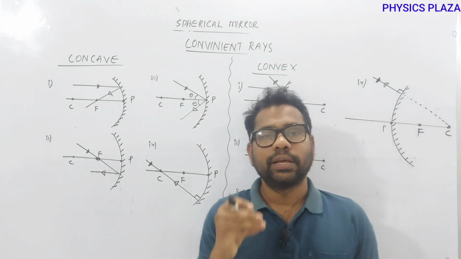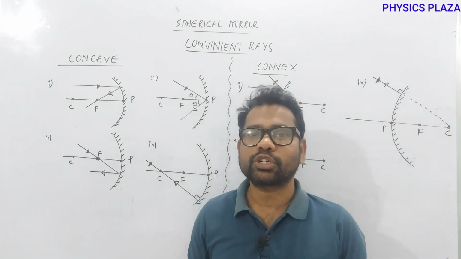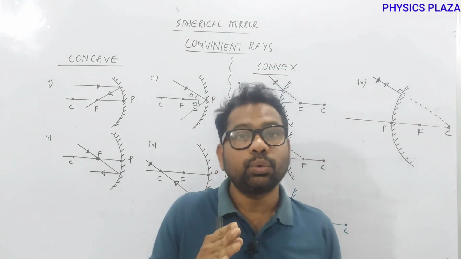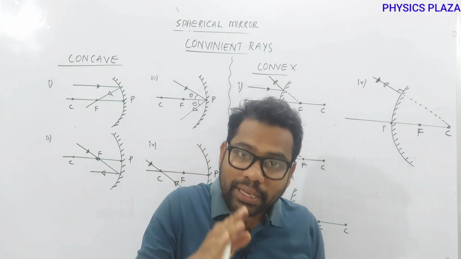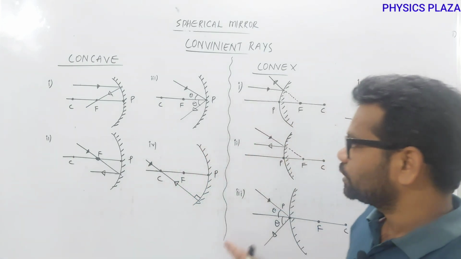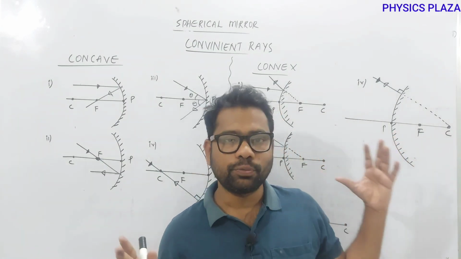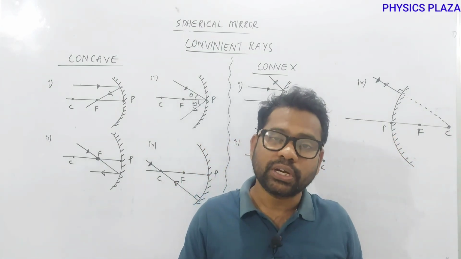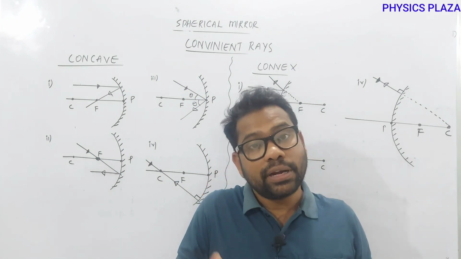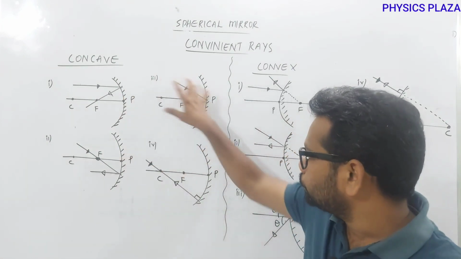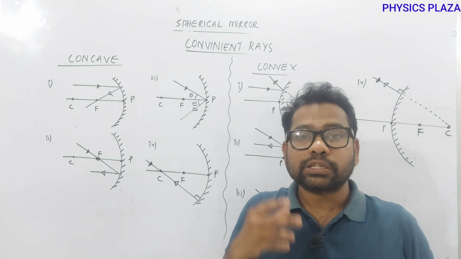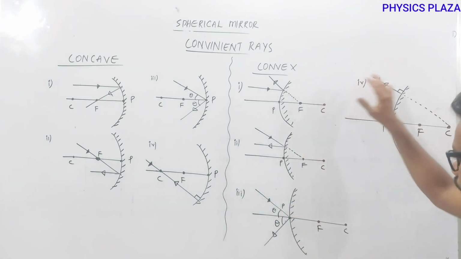So children, these are the important convenient rays which we are going to use in order to make ray diagrams. In examination also, they may ask a question: mention any 2 convenient rays and explain with a diagram. Means, children, if they ask you in general about convenient rays, you can take any 2. But if they specifically ask to explain the convenient rays for a concave mirror, out of these 4, you have to take any 2. If they ask for a convex mirror, out of these 4, you can take any 2.